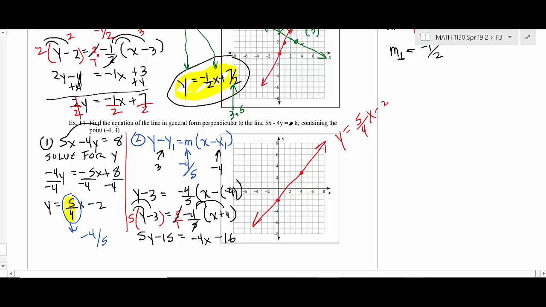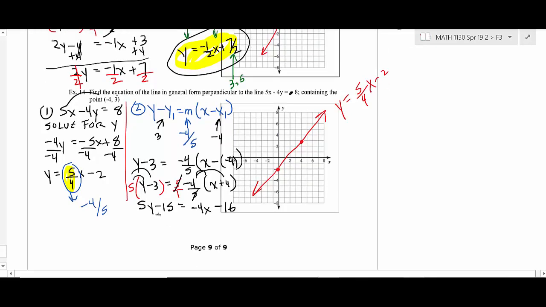So from here, I can add 15 to both sides. You can rearrange the terms in your head if you want to. So that gives 5y equals negative 4x minus 1. And then we divide by 5. And then there's your answer.